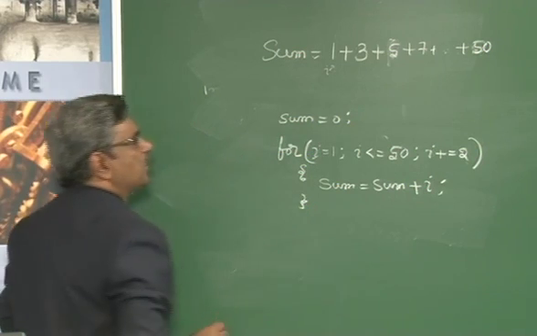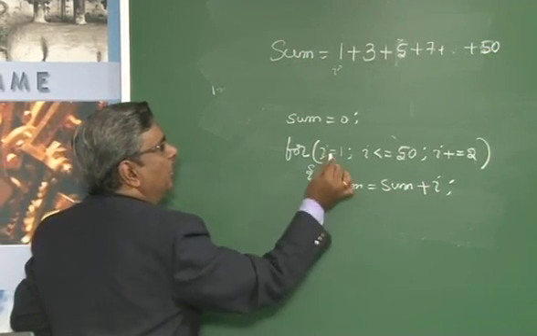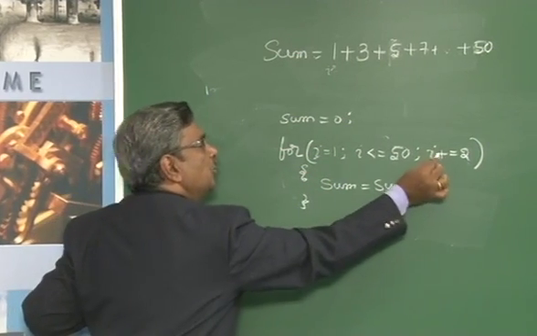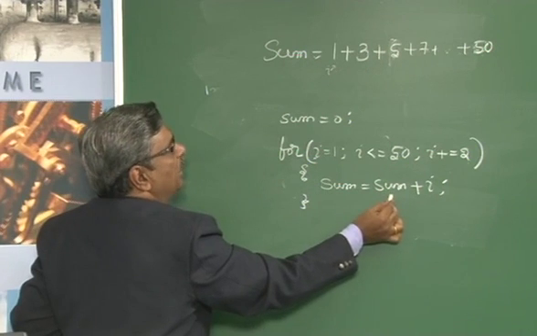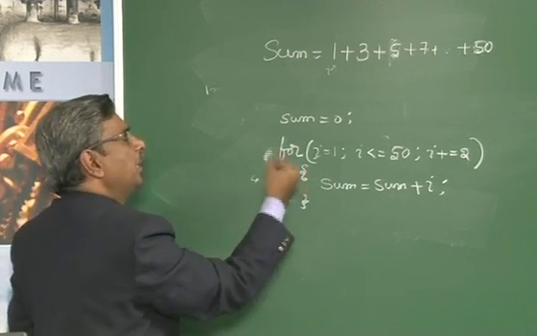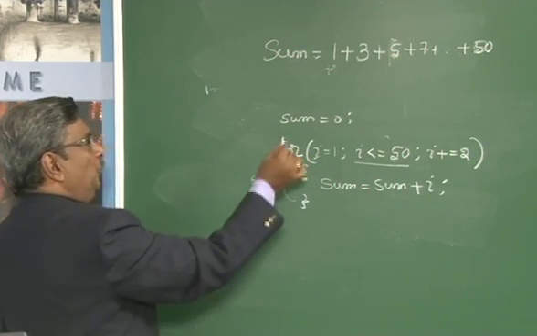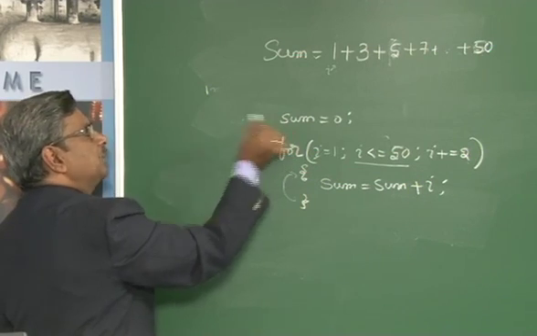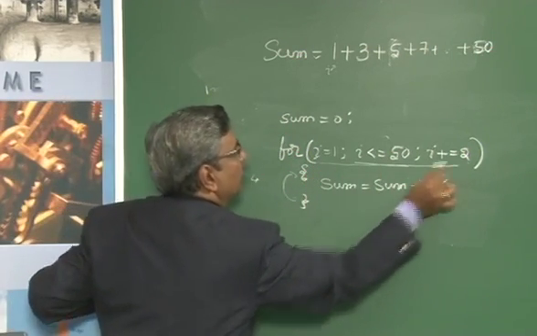End of this. Observe this: I is equal to 1, sum is equal to 0 plus 1. In the next iteration I becomes 3 after adding 2, 1 is added with 3, and the result 4 is available. This process will repeat as long as this condition is true. So all the 3 statements which are required in the while loop are embedded in the single statement.